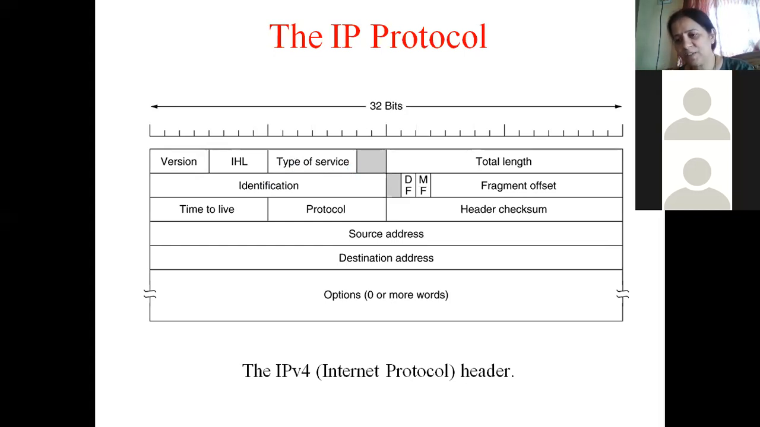This type of service field is used to indicate the type of service that is being given by the internet layer. It will have 3 bits to indicate priority, and these priority bits indicate what we are giving priority to, whether the priority is given to throughput, reliability, or maybe delay. There are different ways in which this priority can be indicated. That is shown with the help of the type of service field.